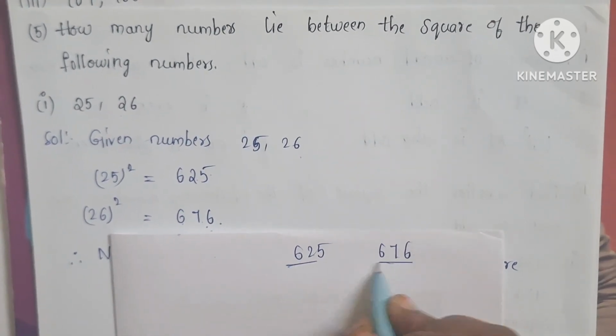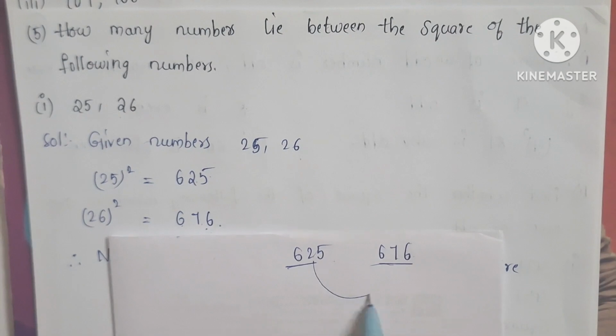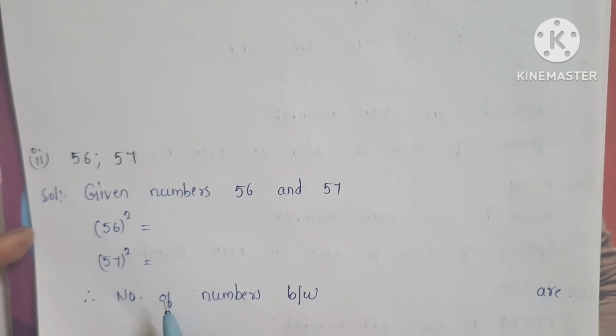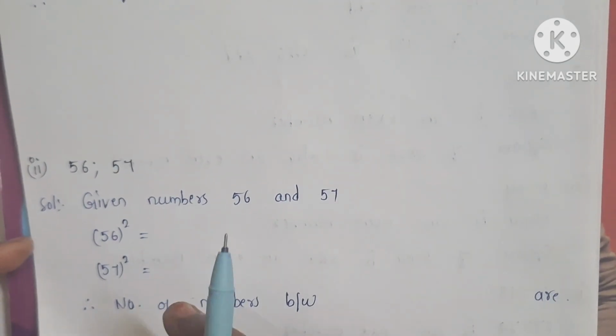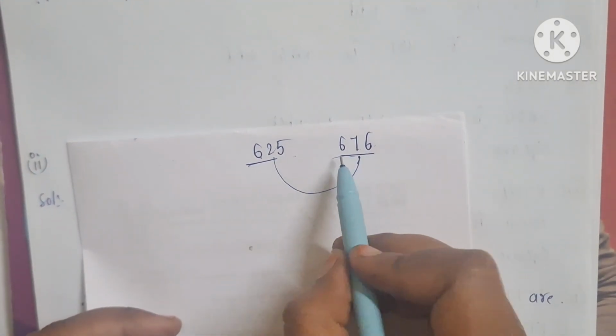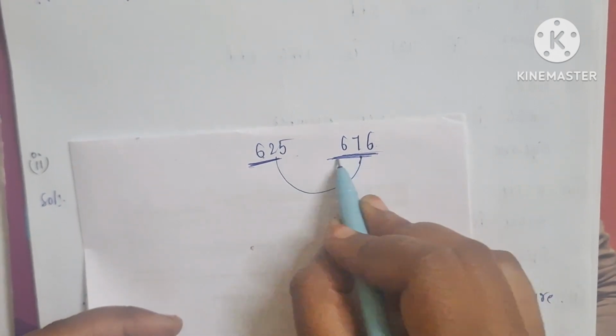Here the distance is small, so there is a chance to write them all out. In the next problems, you will get big numbers, so you will get more numbers in between the squares of the given numbers. Then you can't write them all, right? Then what you need to do is subtraction. You need to subtract the smaller number from the bigger number.